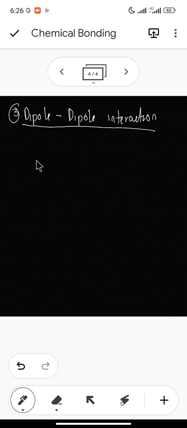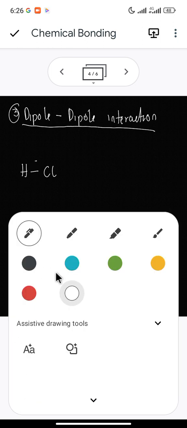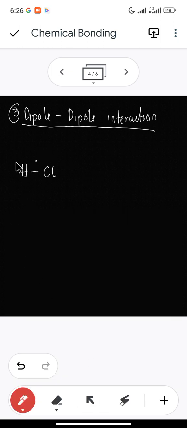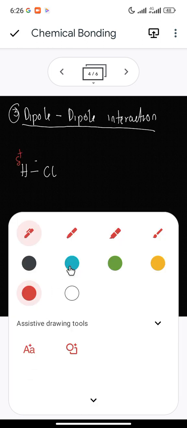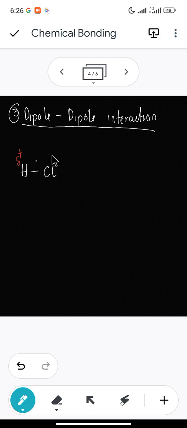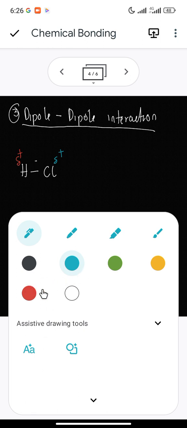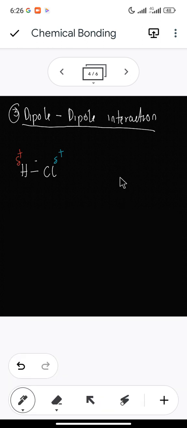So let's take an example, still using hydrogen chloride. We know hydrogen is the deficient side, so it's going to have a slightly positive charge, and we know chlorine is the sufficient side, so it's going to have a slightly negative charge. Now we have another molecule of hydrogen chloride, also a permanent dipole.